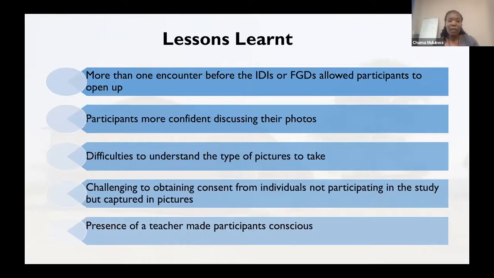You remember that this was done in a setting where these adolescents had participated in a sexual reproductive health intervention, RISE, but even then we still had to take an effort for them to open up through the photo elicitation interviews and the other activities that we did.